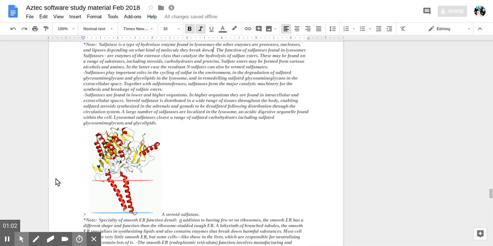So one of these types of proteins is called a type of hydrolase, which is a type of protein that breaks down other molecules. Depending on what kind of molecule the enzyme or protein breaks down, that's how it is named. ASE at the end of the name of the enzyme means that it is a hydrolase, so it breaks down that type of molecule. So proteases break down proteins. Nucleases break down nucleic acids like DNA and RNA. And lipases break down lipids.